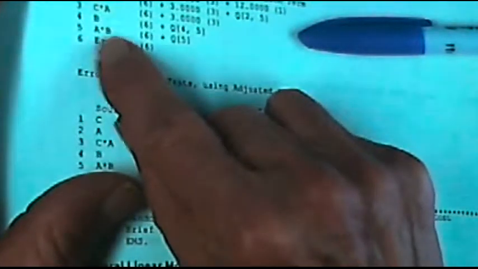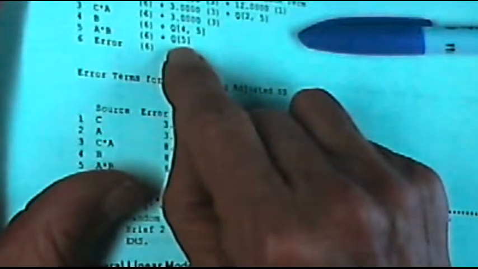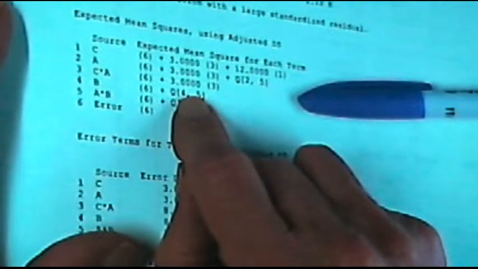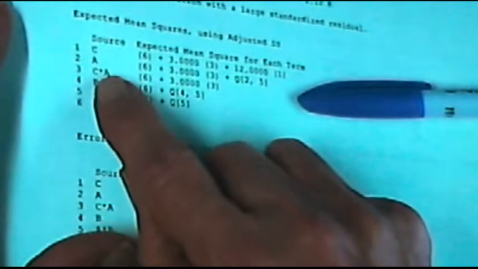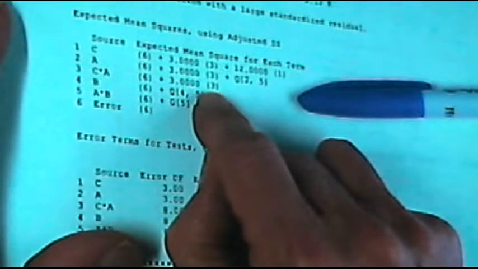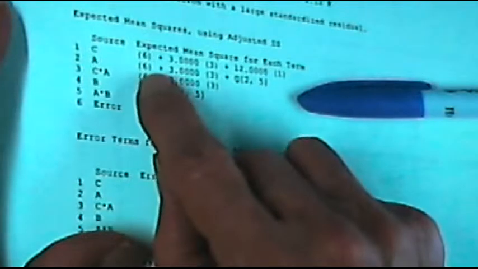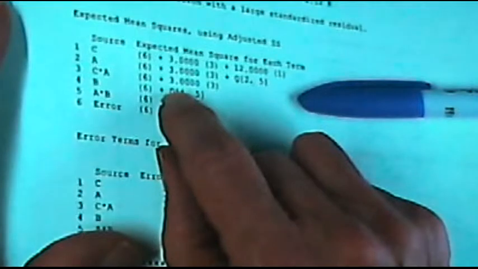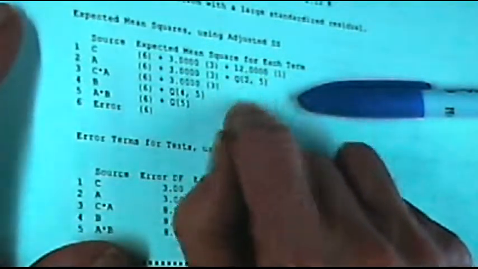So the expected value of the mean square for AB is 6, that's the error, plus a term involving B and AB, which is okay. And then for CA, 6 plus 3 times 3. Then for A, 6 plus 3 times 3 plus an A piece. And finally for C, 6 plus 3 times 3 plus a C term.